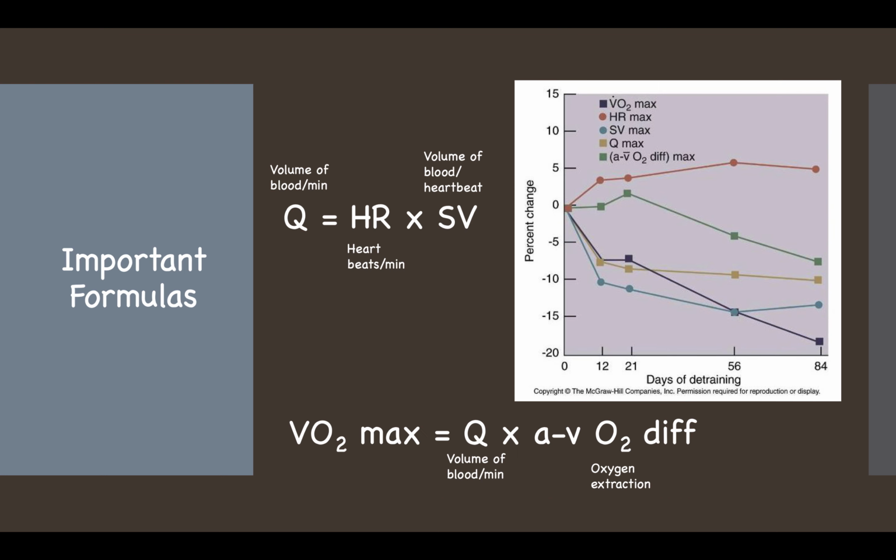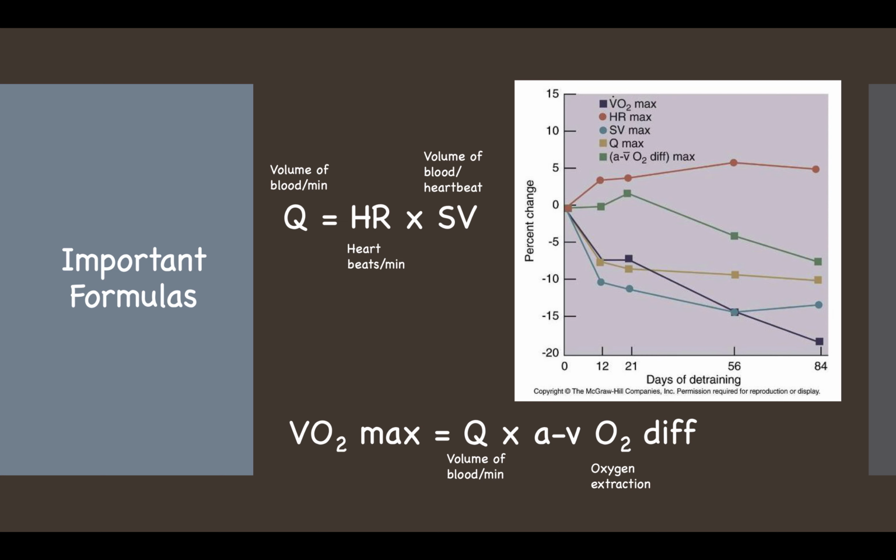There's two important formulas to go over when we look at this graph. The first one is the formula for max cardiac output, Q. The formula for that is heart rate times stroke volume. Cardiac output is the volume of blood that gets pumped out from the heart per minute.